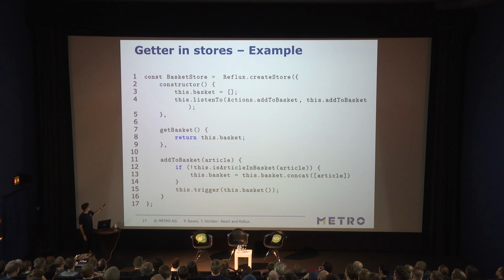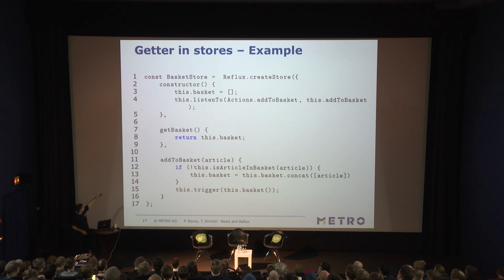Okay, we are listening to the action add to basket, and if that action is called, we are calling inside of the Reflux store the add to basket function. And at the bottom you can see all it's doing, it's just checking if the article is already in the basket, and if it's not, we're adding it to the basket and triggering the state of the store again, basically.